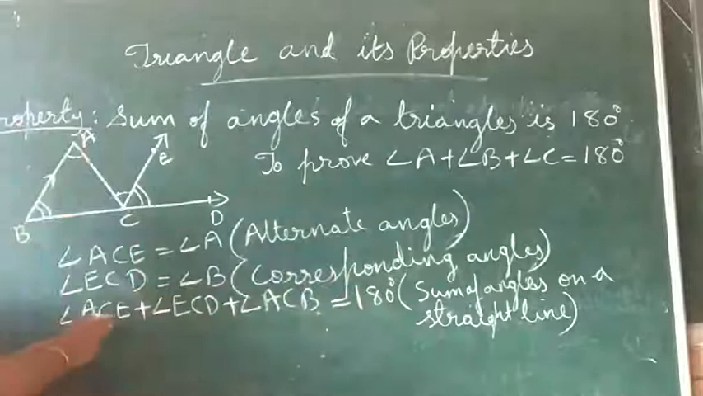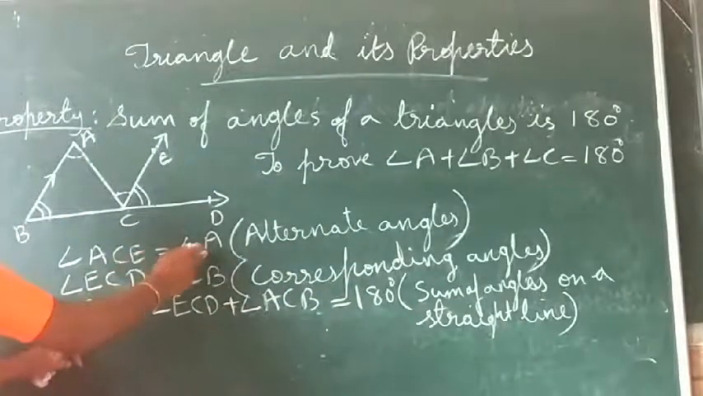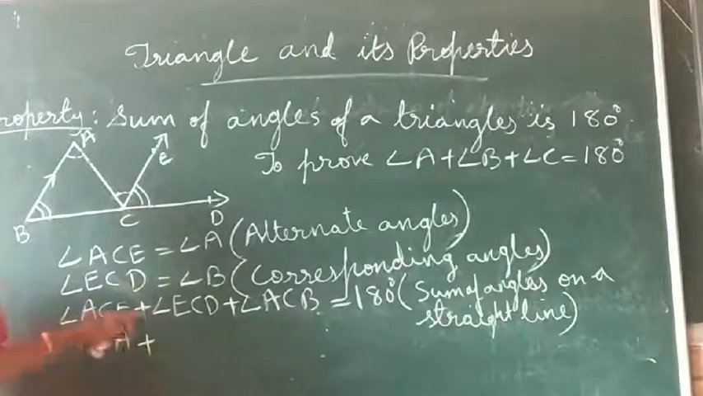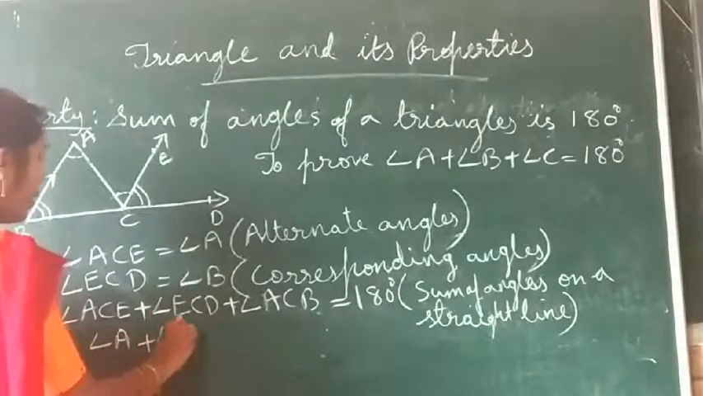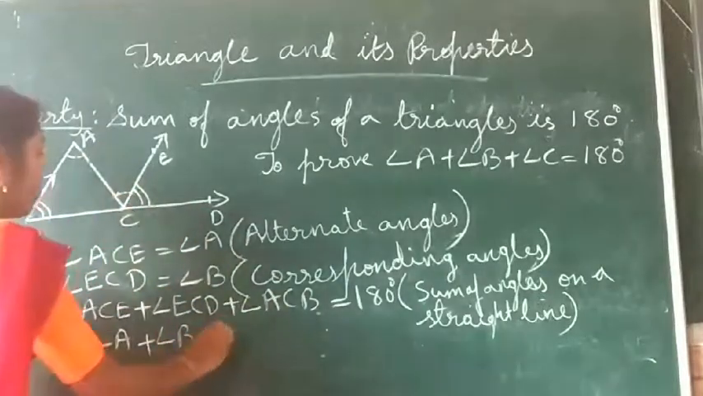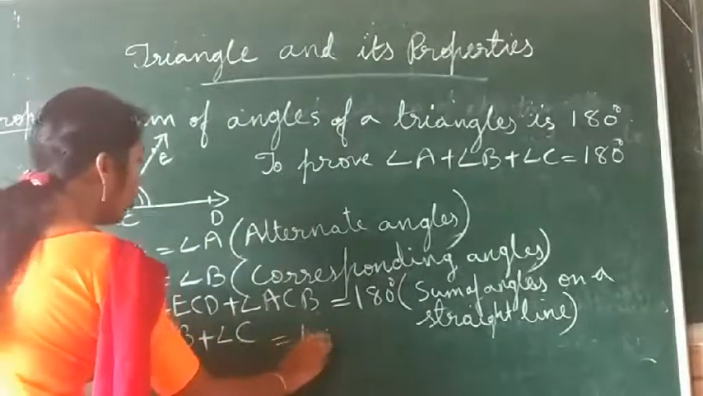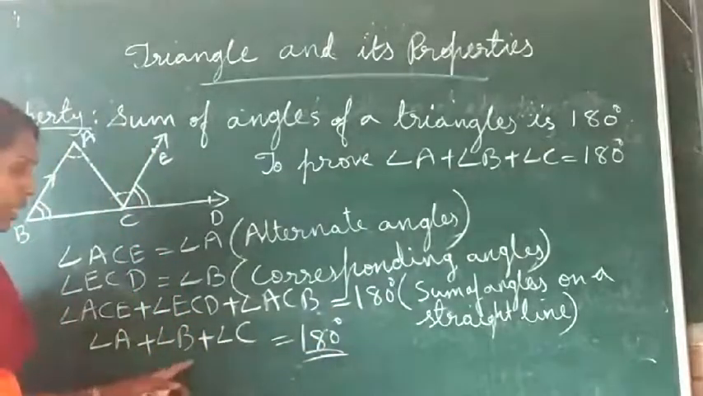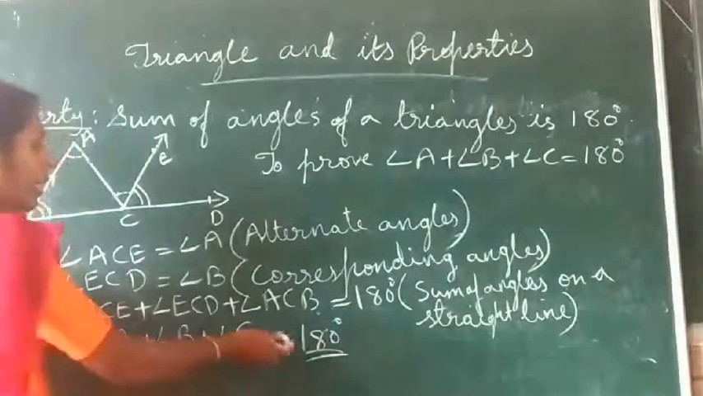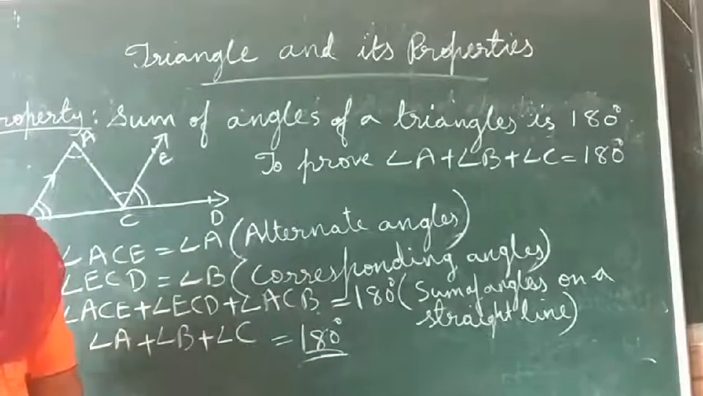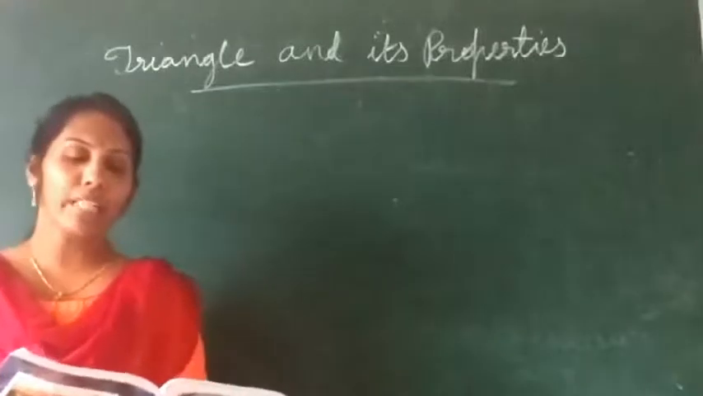Now, what is angle ACE? Angle ACE you have already made equal to angle A, plus angle ECD, which is angle B, plus angle ACB, which is angle C, is equal to 180 degrees. Hence, we have proved that in a triangle, the sum of all the three angles is equal to 180 degrees. This is true for all triangles. This is known as the angle sum property of a triangle. Now, let us solve exercise 11.2.